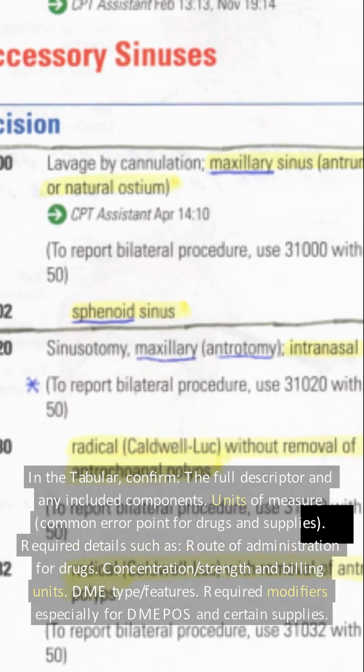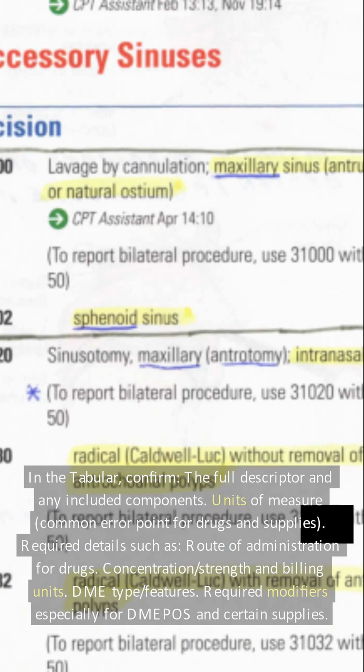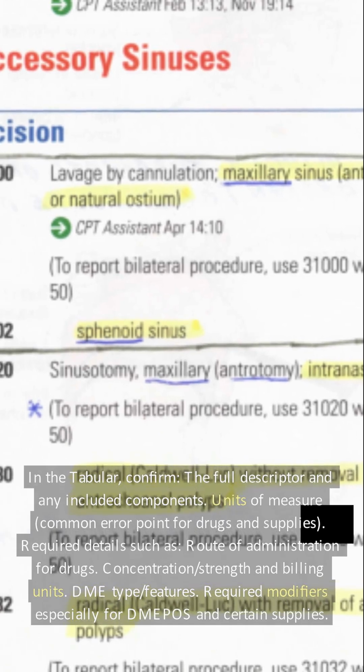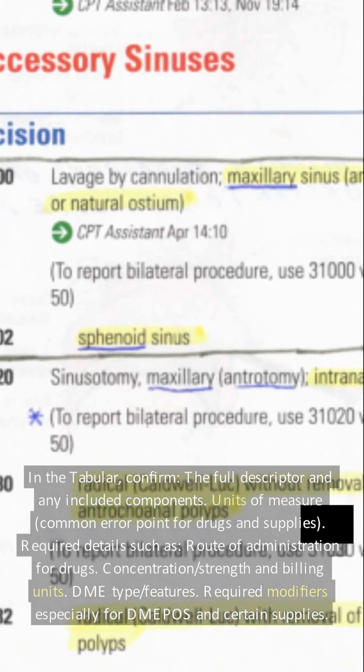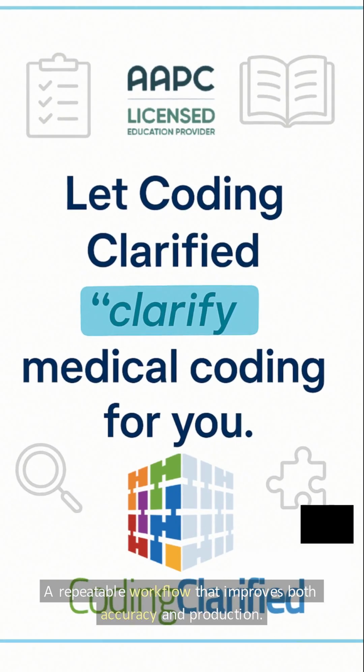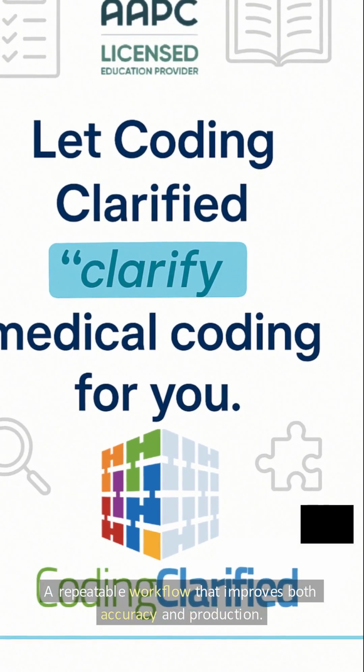Required details such as route of administration for drugs, concentration strength, and billing units. DME type features. Required modifiers, especially for DME POS and certain supplies. A repeatable workflow that improves both accuracy and production.